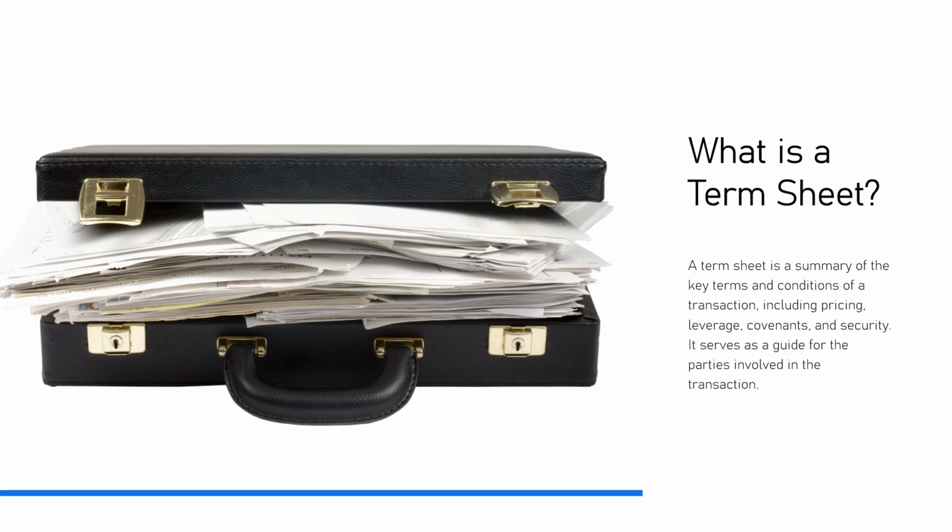What is a term sheet? A term sheet is a summary of the key terms and conditions of a transaction, including pricing, leverage, covenants, and security. It serves as a guide for the parties involved in the transaction.